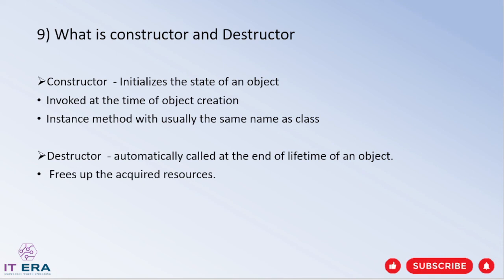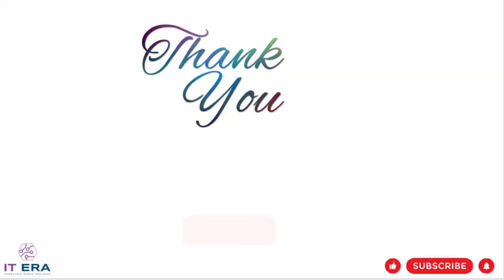What is a constructor and destructor? Let's begin with a constructor. A constructor initializes the state of an object and it gets invoked at the time of object creation. A constructor is an instance method that usually has the same name as the class. Now talking about destructor, a destructor is a method which is automatically called when the lifetime of the object ends. The purpose of a destructor is to free up the resources.